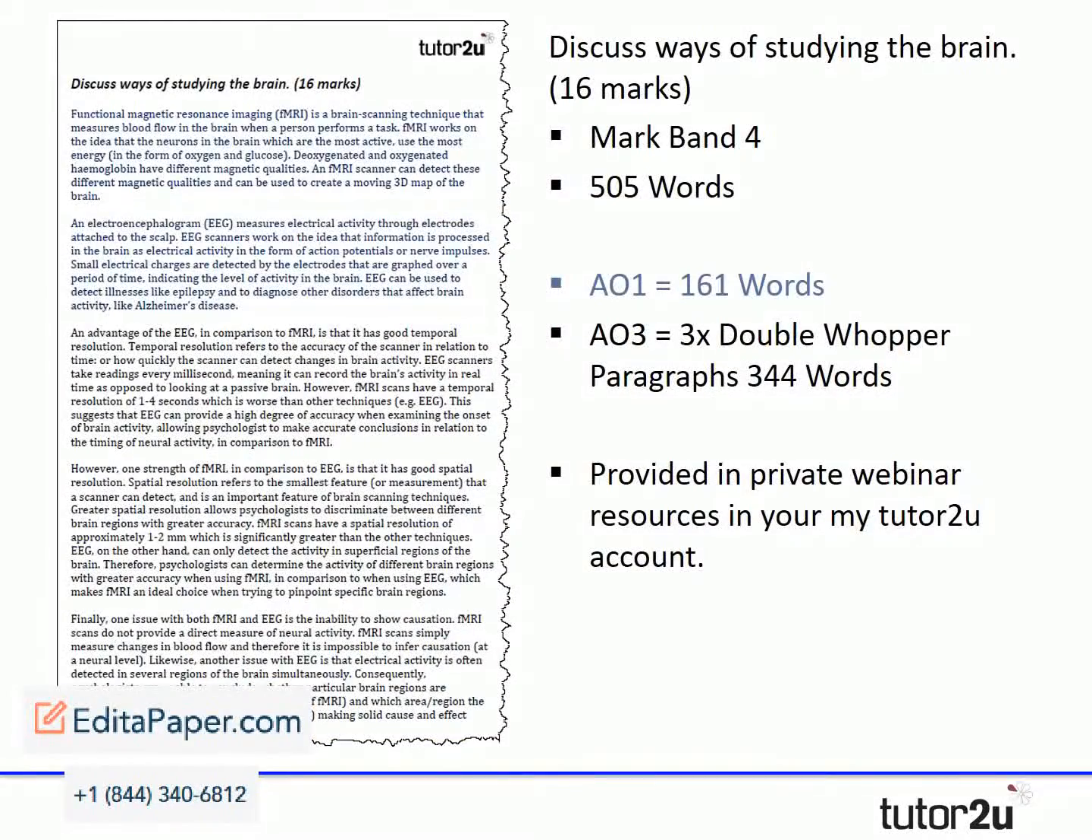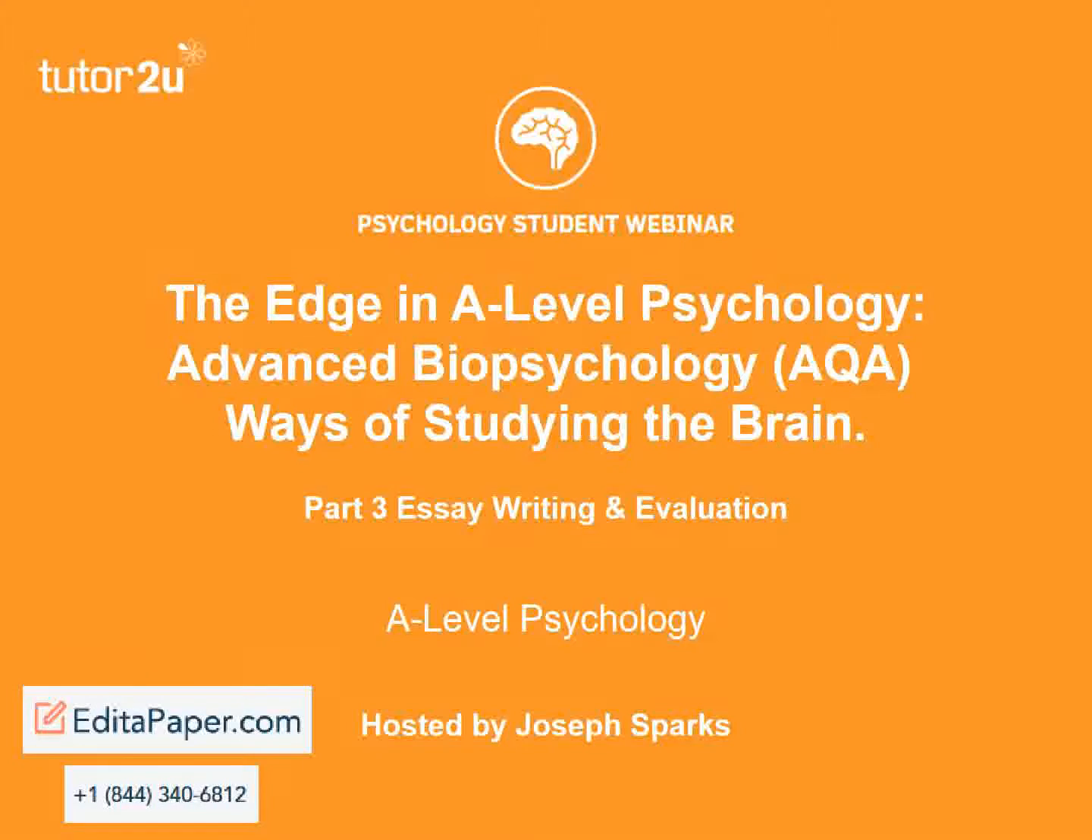I've just placed that essay on screen now, the entire essay, and it fits one page, typed in size 12 font, just over 500 words long, with 161 for our outline and 3 double whopper evaluation paragraphs incorporating both fMRI and EEG, 344 words, and that will be provided in your MyTutor account along with the other resources from this webinar. So you can see the sort of nice structure we've got there of all of our outline first. 3 simple but clear and effective evaluation paragraphs should be enough to get us into that Mark Band 4 territory.